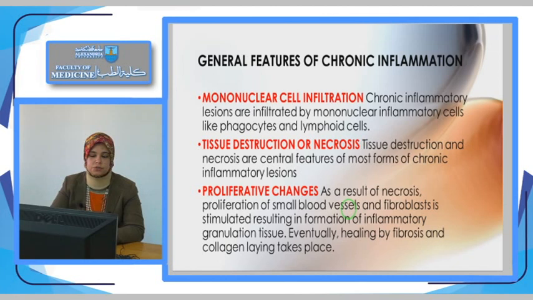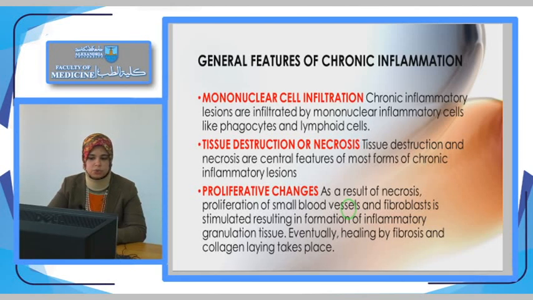What are the general features of chronic inflammation? At the very beginning we agreed that there are inflammatory cells characteristic of acute inflammation and inflammatory cells that are the main players in chronic inflammation. We learned that the acute inflammatory cells are the neutrophils and the chronic inflammatory cells are lymphocytes and macrophages. So it is very characteristic that in chronic inflammation we find a mononuclear cellular infiltrate. Chronic inflammatory lesions are infiltrated by mononuclear inflammatory cells like phagocytes and lymphoid cells or lymphocytes, and we said these are the main chronic inflammatory cells in any chronic inflammation.